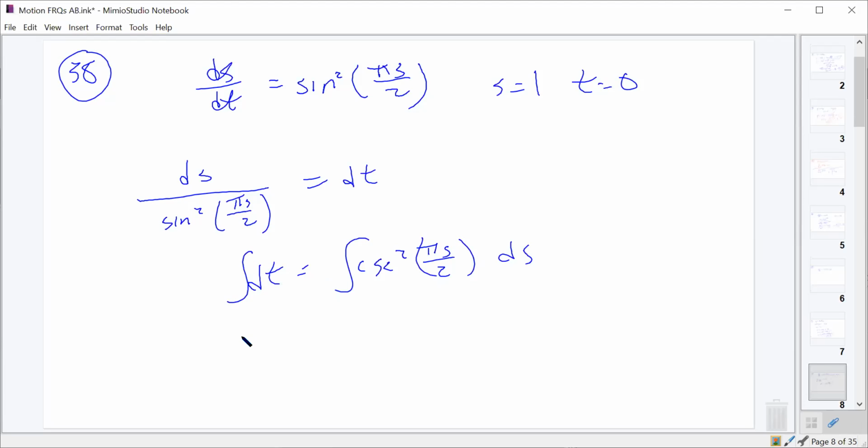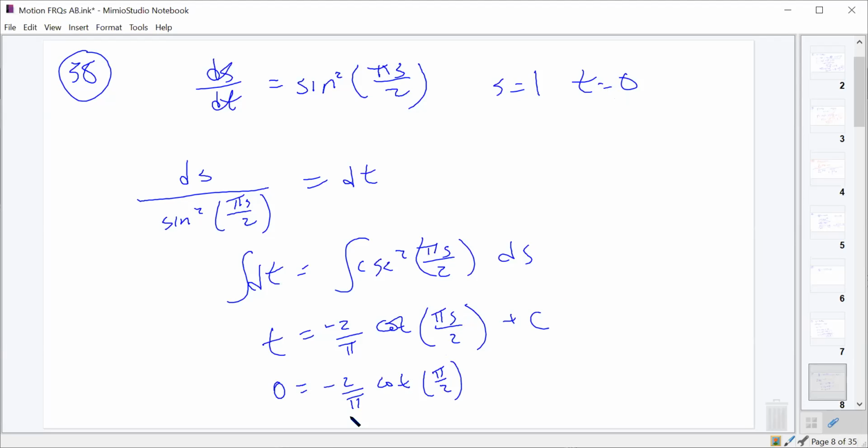And so if we integrate dt, we should just get t. And if we integrate cosecant squared, well, the integral of cosecant squared is negative cotangent. And so this is a u substitution there, so it becomes 2 over pi times negative cotangent of pi s over 2 plus a constant. And we know that when t is 0, s is 1. So that'll give us 0 equals negative 2 over pi cotangent of pi over 2.